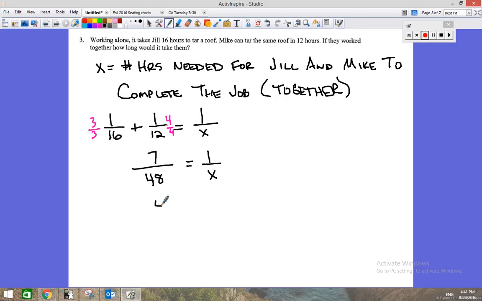If I take the reciprocal of the left-hand side, I need to take the reciprocal of the right-hand side. 7 goes into 48 six times. 7 times 6 is 42. 48 minus 42 is 6. So 6 and 6/7 of an hour is the length of time that they need, working together to complete the job.